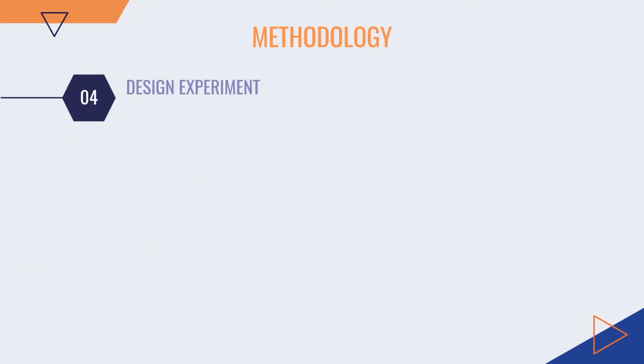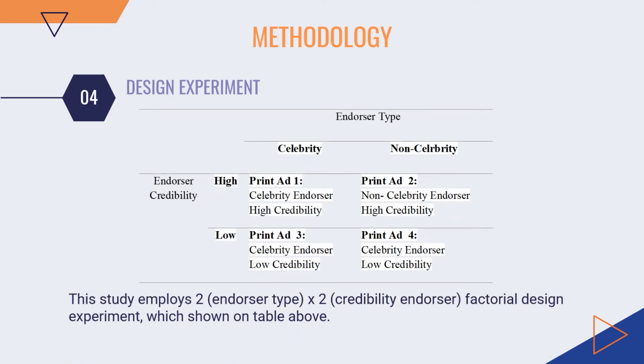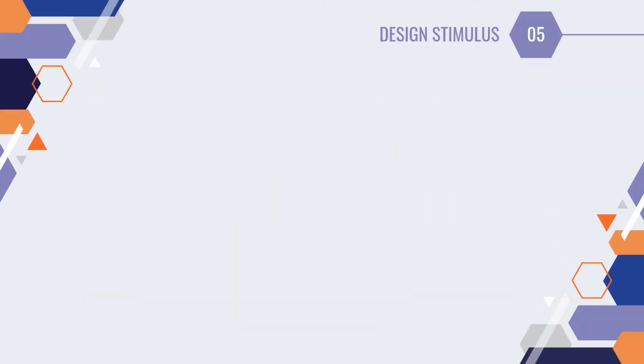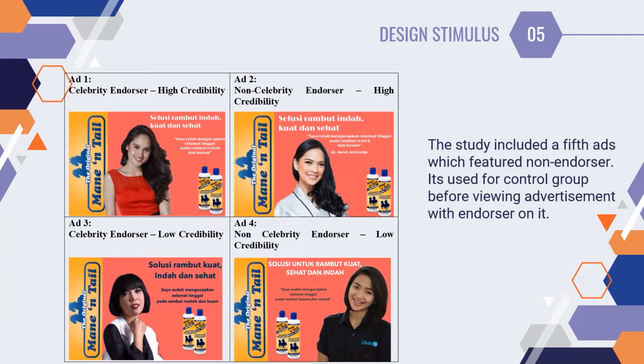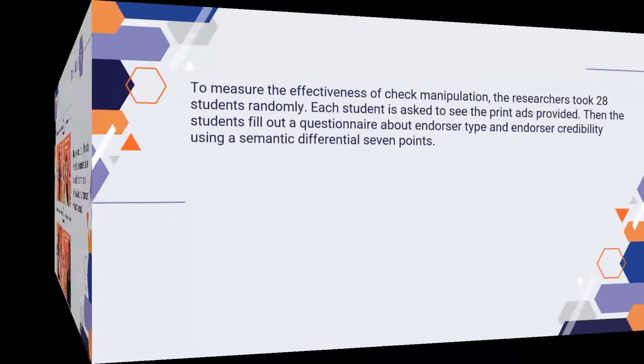Design experiment. This study employed 2 endorser types combined with 2 endorser credibility levels in a factorial design experiment, which is shown in the table above. Design stimulus. This study used 4 print ads according to the factorial design. This study also includes ad 5 featuring no endorser. It is used as a control group before viewing advertisements with an endorser on them.